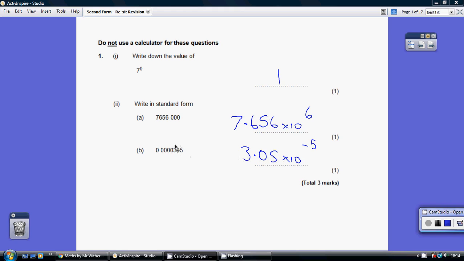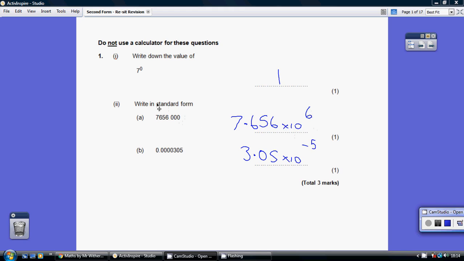But note how you include all the digits. So the 3, the 0 and the 5, the 7, the 6, the 5 and the 6. The only bit you don't include is where you've got lots of noughts together. Now the second bit is times 10 to the power of something, and then the third bit is the power itself.